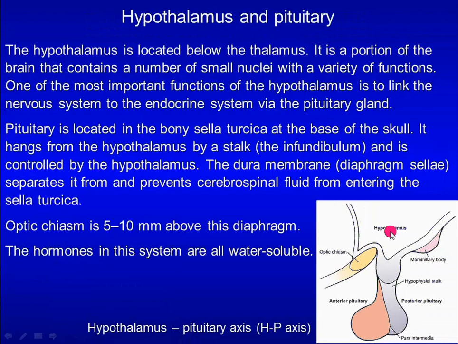This is hypothalamus, and this is anterior, and this is posterior pituitary gland. One of the most important functions of hypothalamus is to link the nervous system to the endocrine system through the pituitary gland. Hormones in the hypothalamus and pituitary glands are all water-soluble.